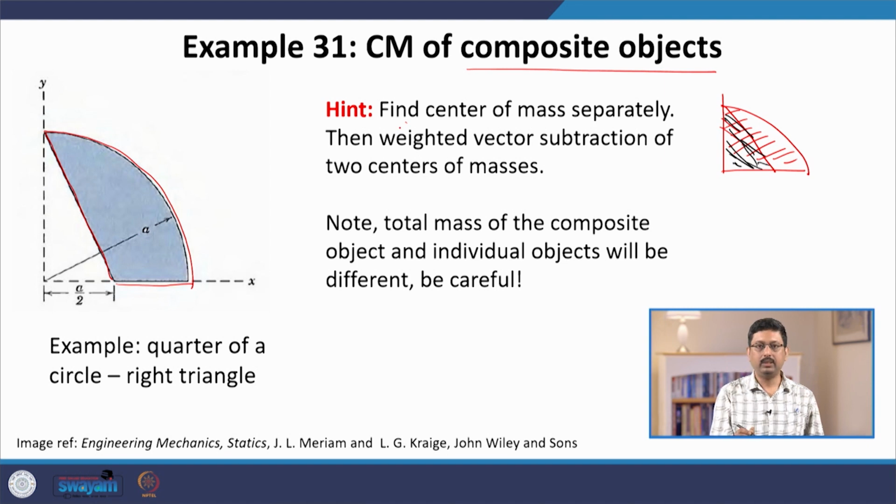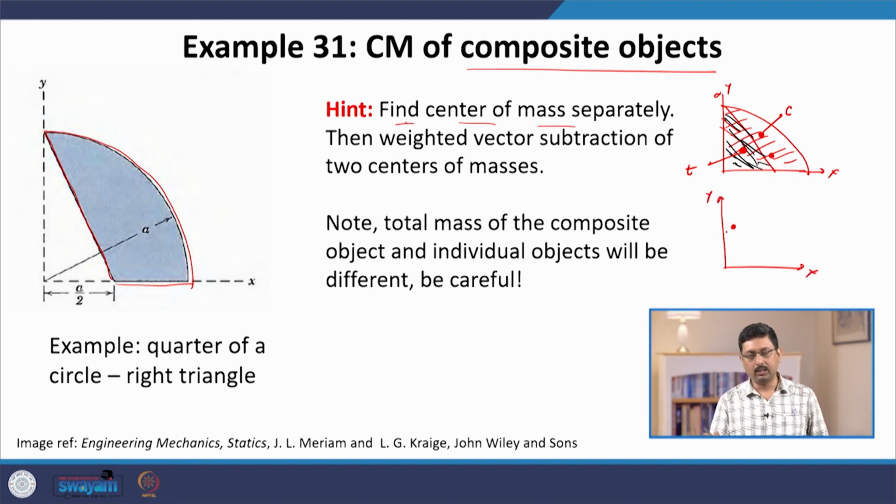So, our strategy will be to find the center of mass of the triangle. Let us say the triangle has its center of mass somewhere here, and let us say the full circle will have its center of mass in this location. So, this is the circle and this is the triangle, and for this particular shape, let us say the center of mass is here. Then we replace this triangle by a point mass. So, this is x, this is y. This is the center of mass of the triangle, and this is the center of mass, which is unknown, of the shaded region.